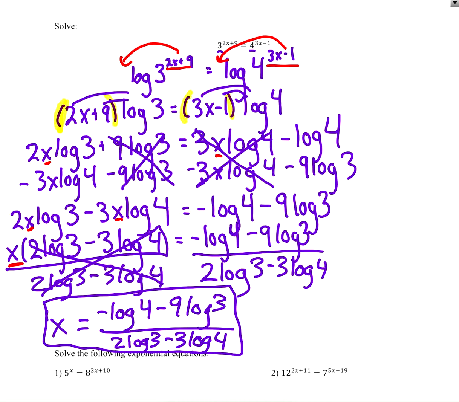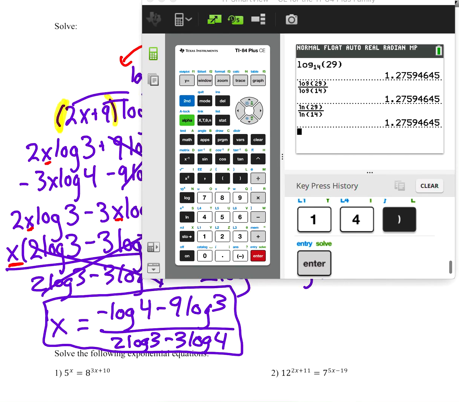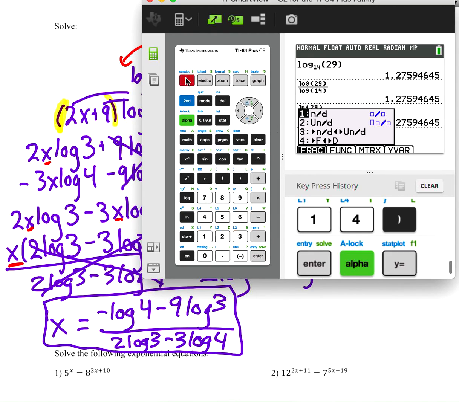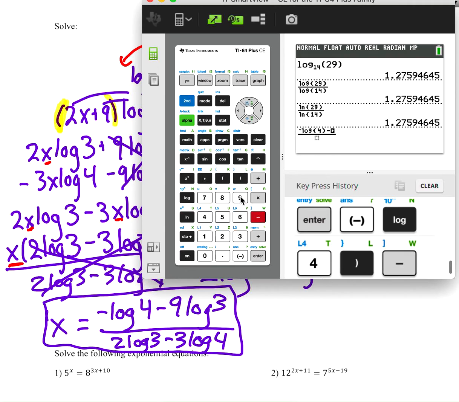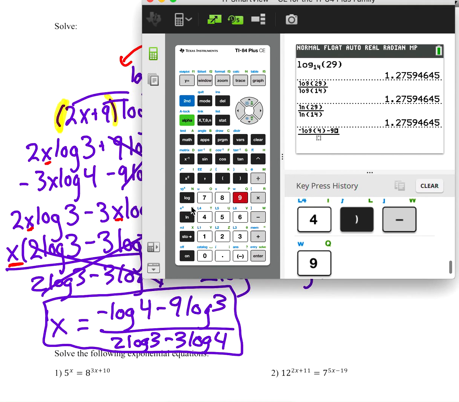A question like this might ask you to round it, so I want to show you guys how to put that in the calculator. I would put it exactly how you wrote it. In your calculator, since it's a fraction, I'd press alpha y equals, n over d, which stands for numerator over denominator. That'd be negative log of 4. Make sure you close the parentheses there. Minus 9 log of 3. Close the parentheses there also.